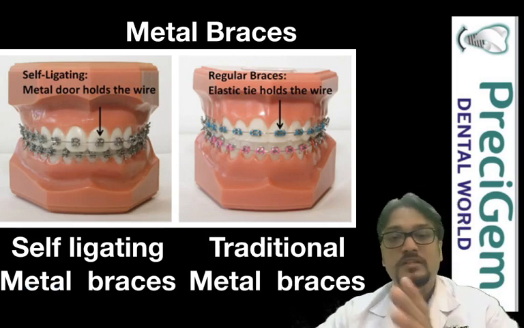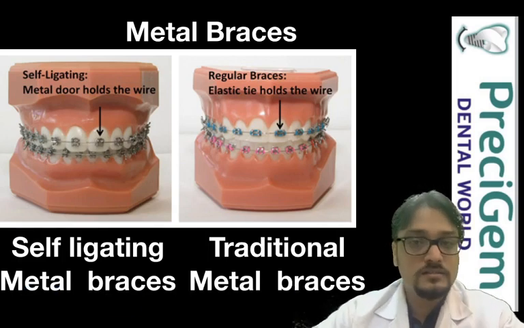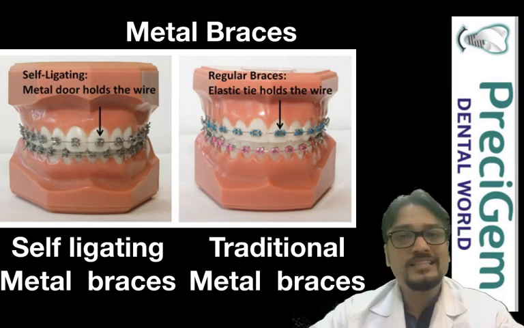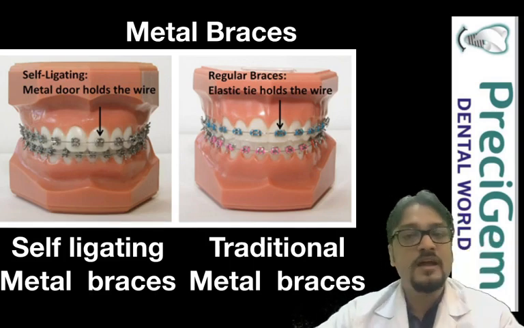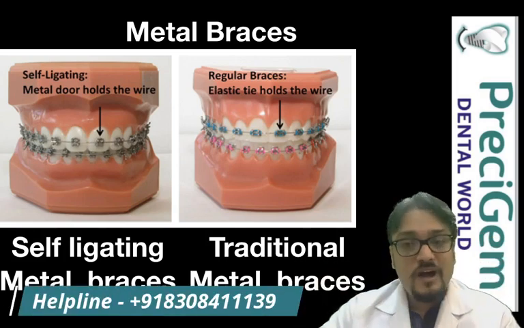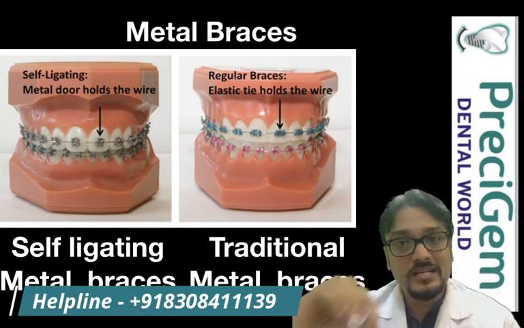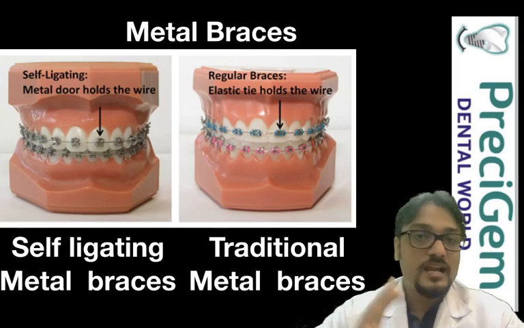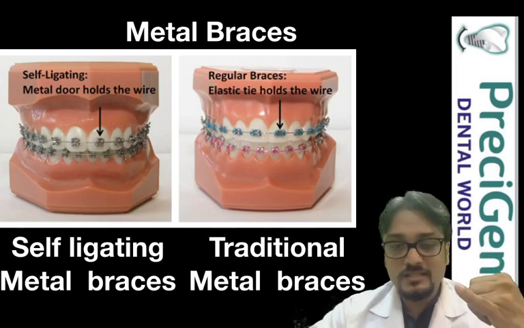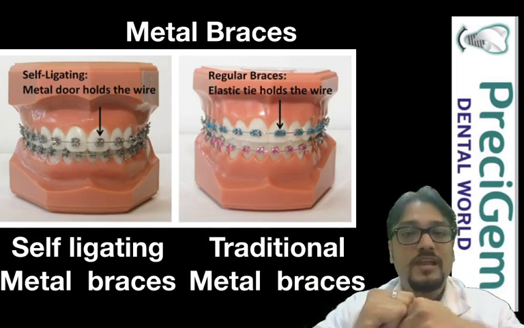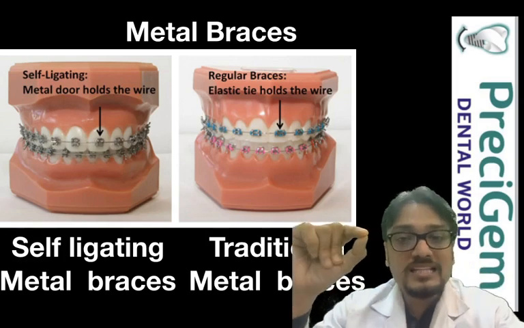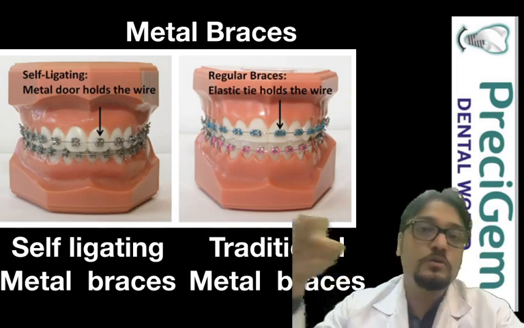Now the difference between the self-ligating and the traditional braces is that in self-ligating there are only two components, that is the braces itself and the wire. The wire is attached to the braces by itself, and in traditional braces there are three components, that is the braces, the wire and the elastic. Now what is the role of elastic in traditional braces? Elastic holds the wire to the braces.